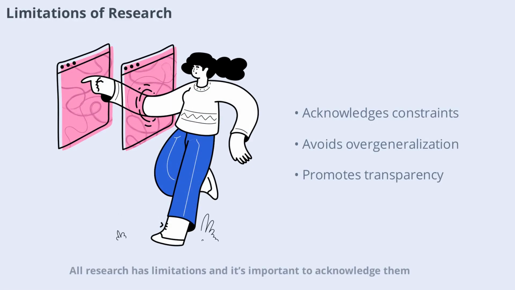All research has limitations, and it's important to acknowledge them. In educational psychology, limitations might include small sample sizes, measurement errors, or uncontrolled variables. Recognizing these constraints helps researchers interpret findings accurately and avoid overgeneralization. By being transparent about limitations, researchers contribute to a more honest and robust scientific community.